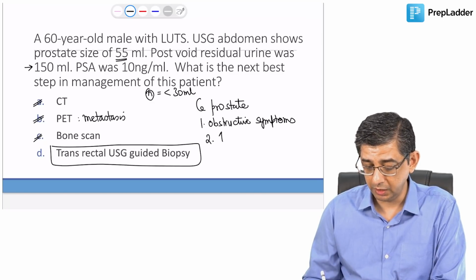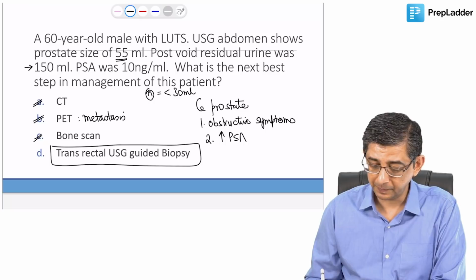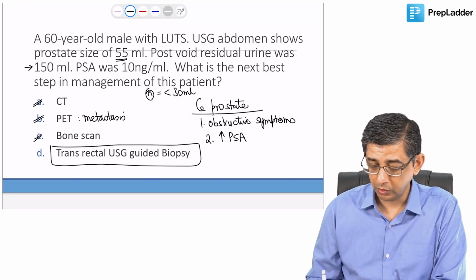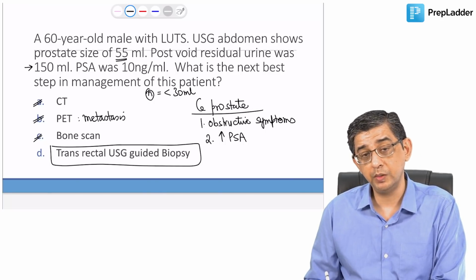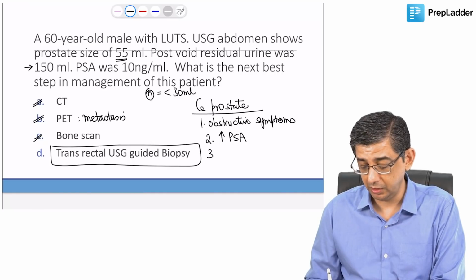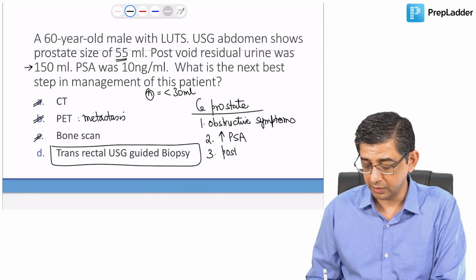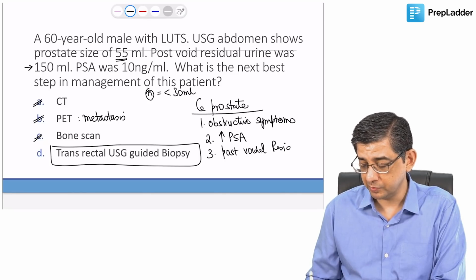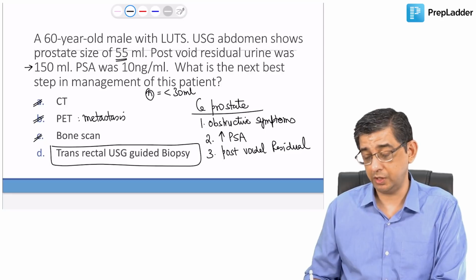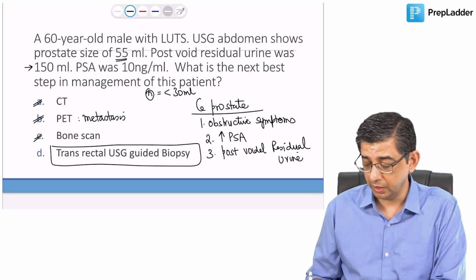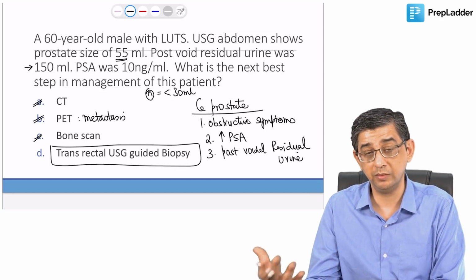Along with this, grossly elevated PSA is present in this guy. So considering the scenario of an old man with obstructive urinary symptoms, elevated prostate specific antigen, and even a post-voidal residual urine, the first clinical diagnosis of mine for this person would be BPH, that is benign prostatic hyperplasia. But because it is benign, I'm not worried about it. Because it's a cancer, I'm worried about it.